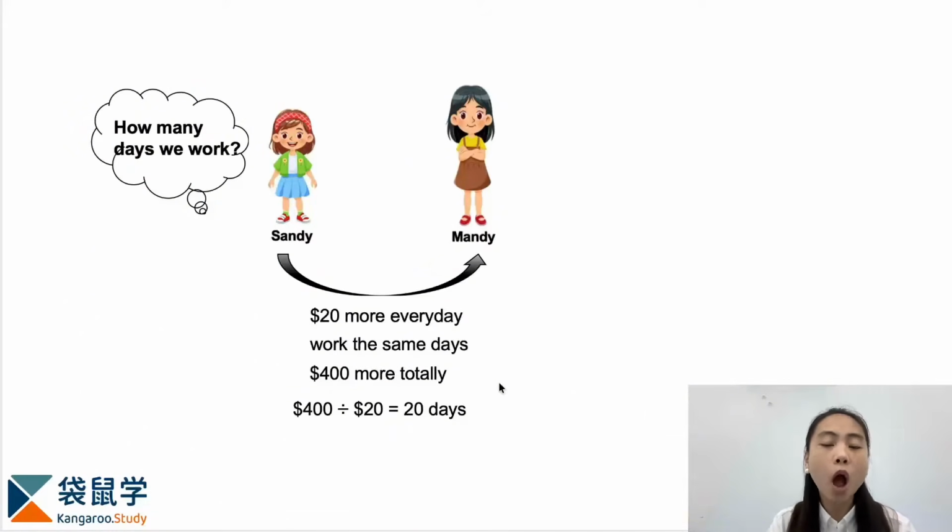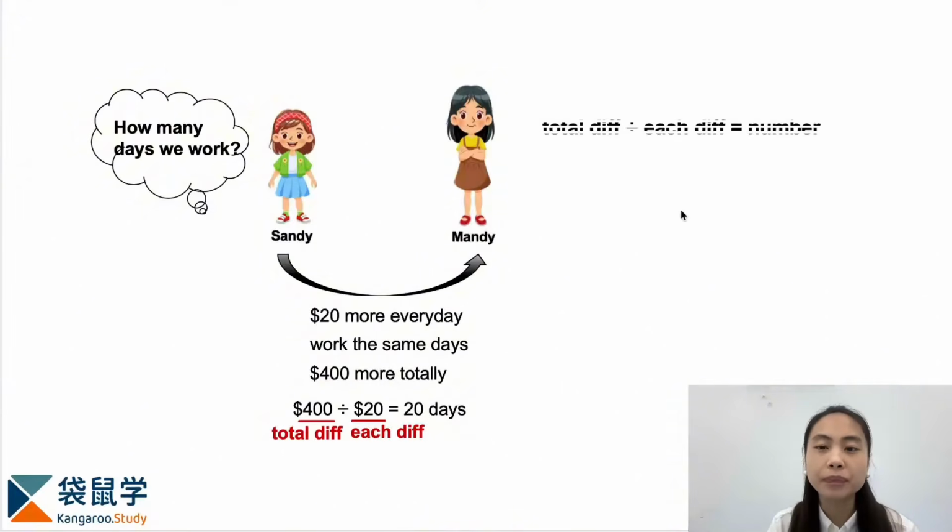So, class, what does the 400 mean here? It means the total difference. And what does the $20 mean here? It means the each difference. Then we can get the working days. Okay, now we can make a conclusion. So here, we can use total difference divided by each difference and get the number.